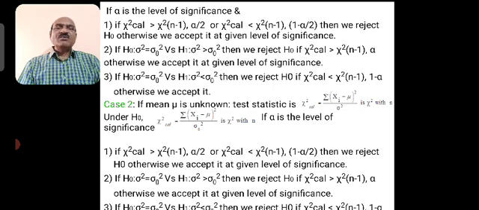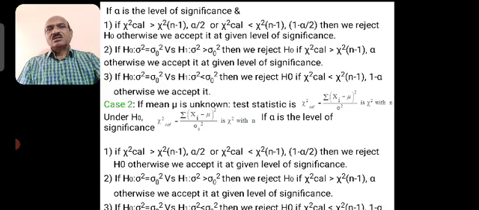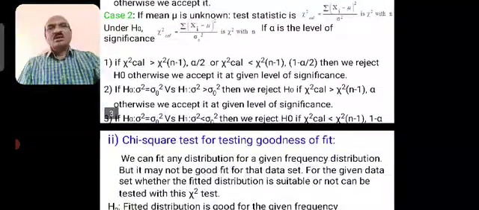If alpha is the level of significance, then as usual, if it is a two-tail test, with the two-tail alternative sigma square not equal to sigma naught square, we take chi-square calculated greater than chi-square n minus 1 comma alpha by 2, or chi-square calculated less than chi-square n minus 1 comma 1 minus alpha by 2, for rejection of H naught. Otherwise we accept it. If it is one-sided, similarly we can accept or reject.